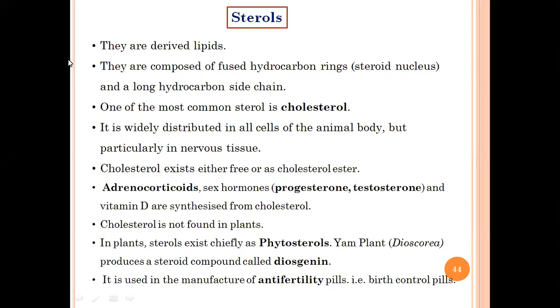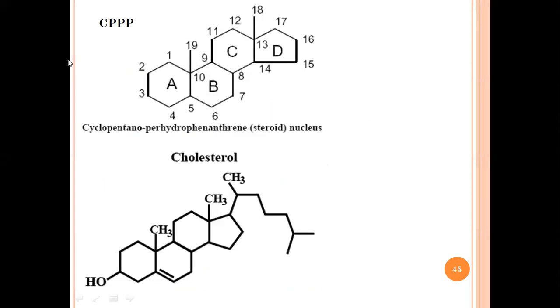such structures are not present. Whereas in case of steroid, there is a specialized structure which is called as a steroid nucleus. It is also called as CPPP. अभी तुम लोग बोलेगे ये CPPP क्या होता है या फिर स्टेरॉइड न्यूक्लियस क्या होता है, ये क्या बोल रहे हैं? So this is a typical structure of a CPPP.